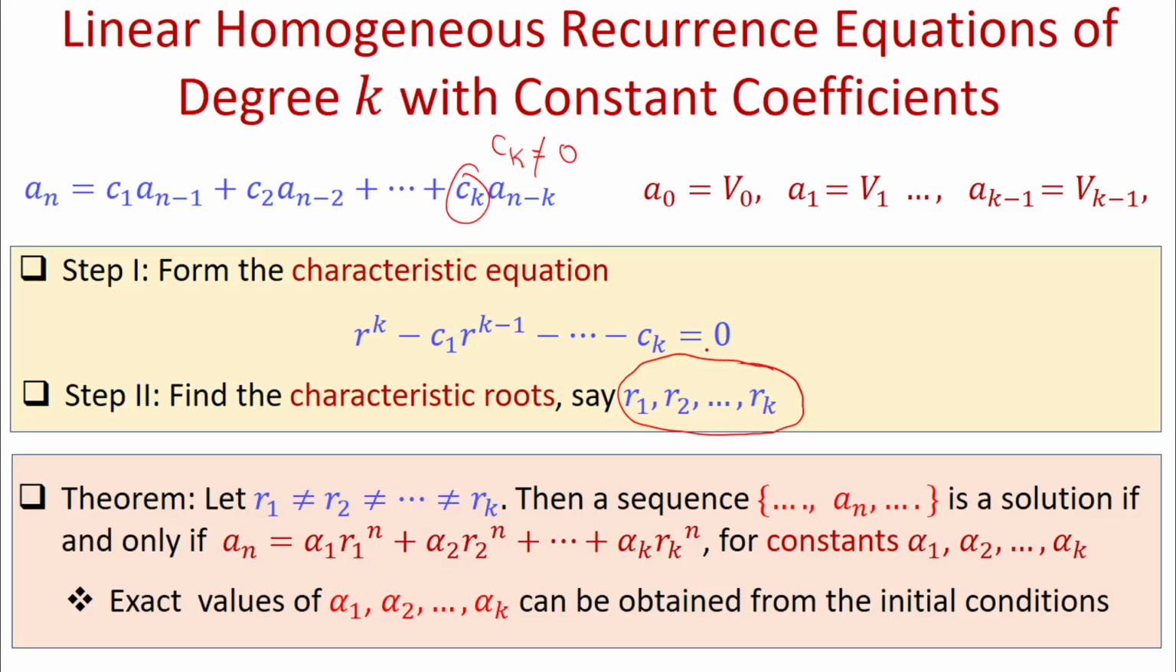If it turns out that all the k roots are different, then any sequence will be satisfying the given recurrence condition provided the nth term of that sequence is of this form. Namely, it is some constant times the first characteristic root power n plus constant times the second characteristic root power n and so on, for some arbitrary constants alpha 1 to alpha k. Now, depending upon what are the constants you fit, you get different sequences satisfying the recurrence condition, right?